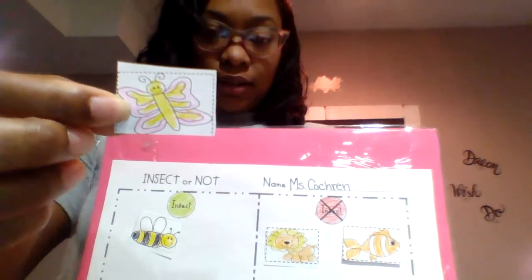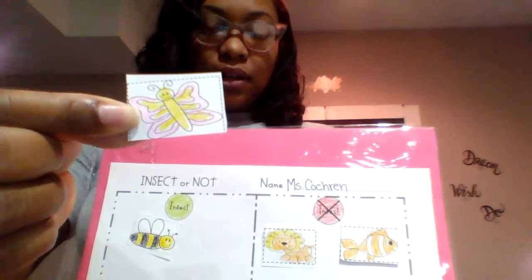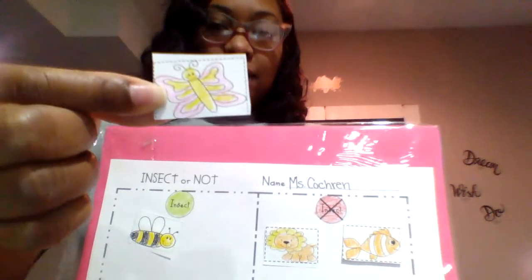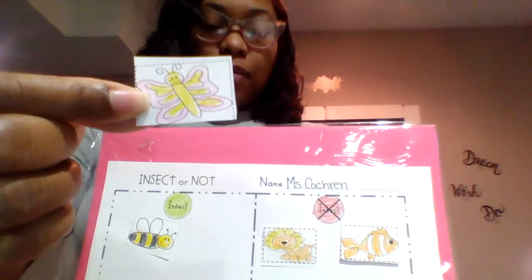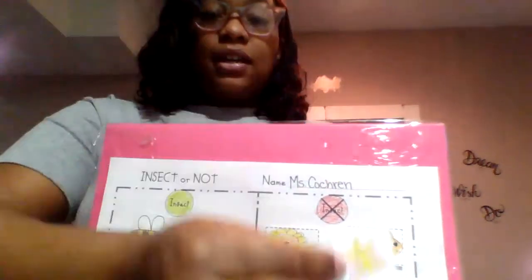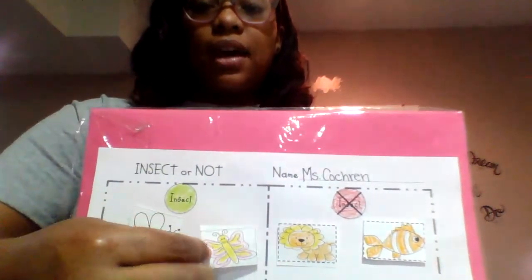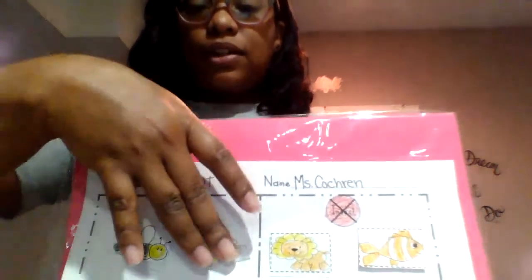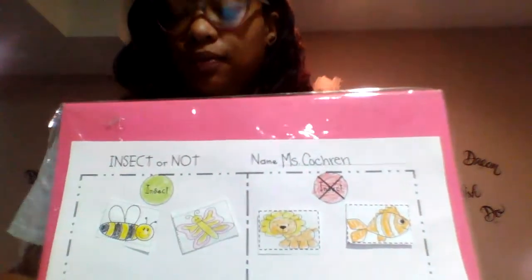Okay, here we have a butterfly. It's got wings, a body, and a head. There's 3 different parts. It flies, and its skeleton, its bones, its protective body parts are on the outside. Is it not an insect or is it an insect? Insect. Okay, so we've got 2 insects and 2 not insects right now.